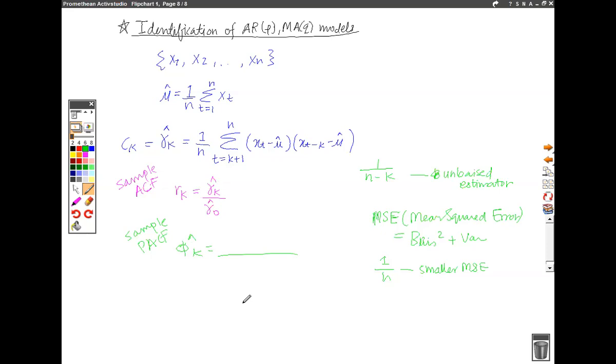So this is how you know once you estimate your ACF and PACFs, and then you can plot them and you can identify easily by where the ACF or the PACF cuts off for AR and MA models.